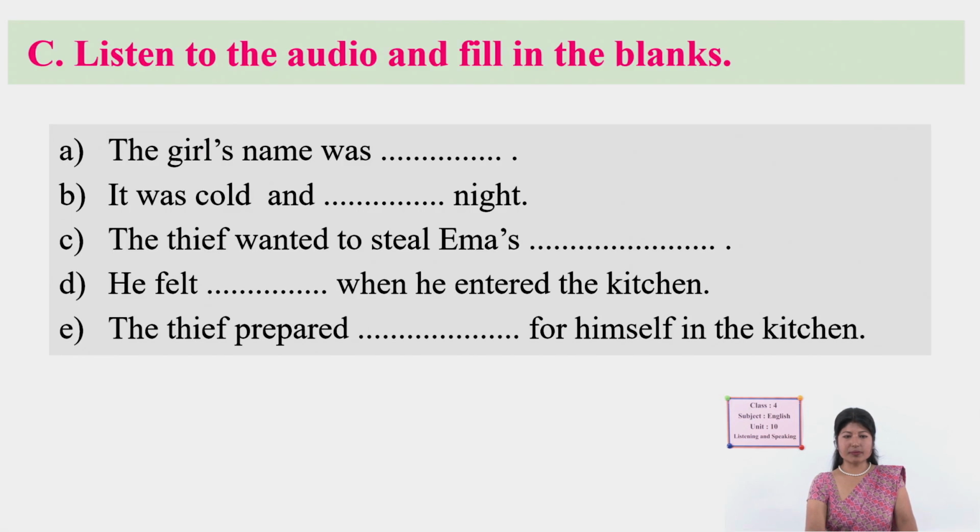There was a girl. Her name was Emma. She was at home. She was sleeping in the bedroom. It was a cold and dark night. It was raining. A thief came into Emma's house at midnight. He wanted to steal Emma's toothbrush. The thief went into the kitchen first. He felt hungry. He decided to eat something. Then he started to prepare a breakfast for himself. He made some noise, so Emma woke up.